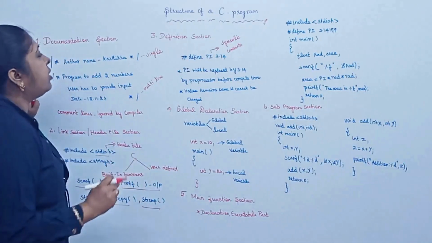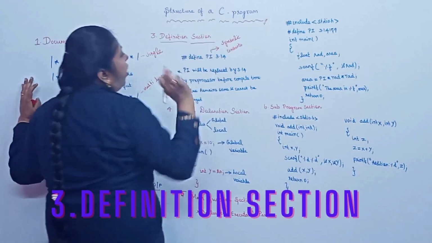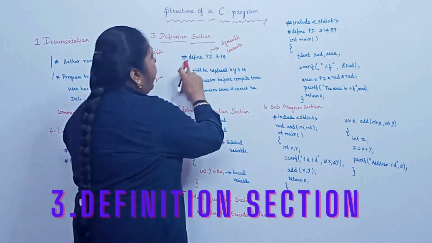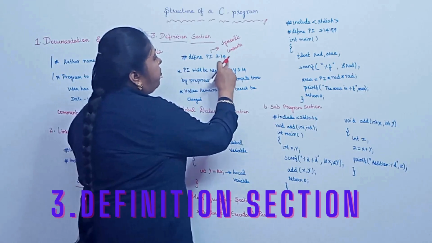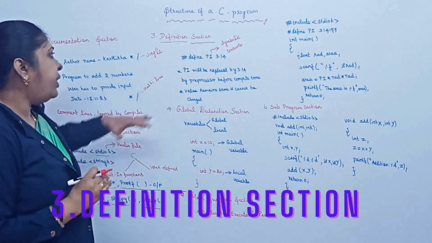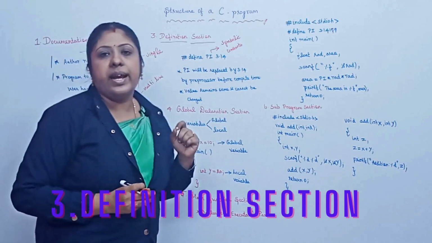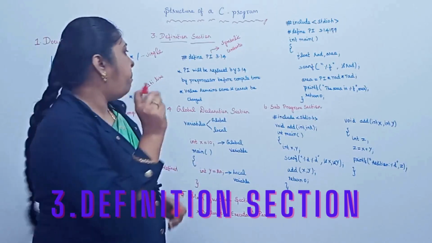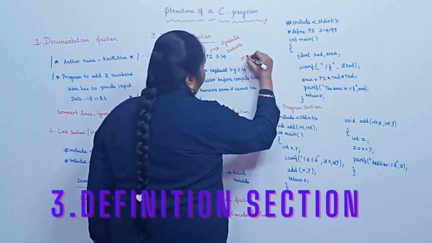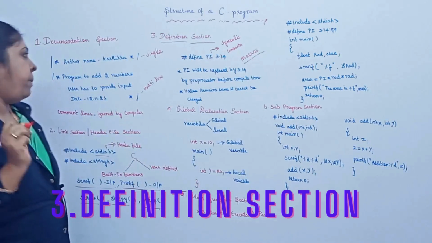And then the third part comes the definition section. What is a definition section is, here we can define hash define pi 3.14. This can be called a symbolic constant. That is, hash define can also be defined as a preprocessor directive which is used to define macros.